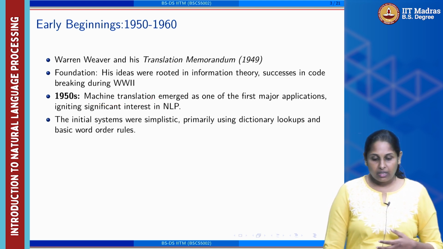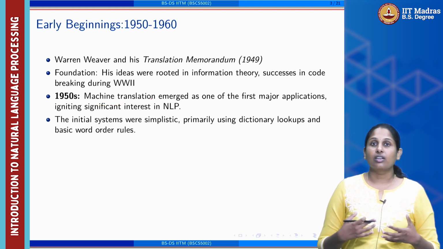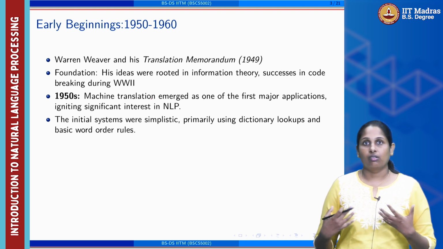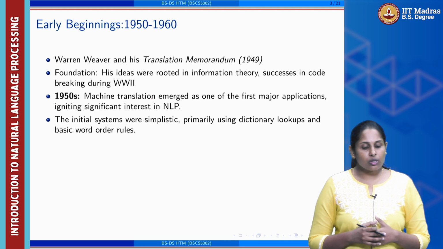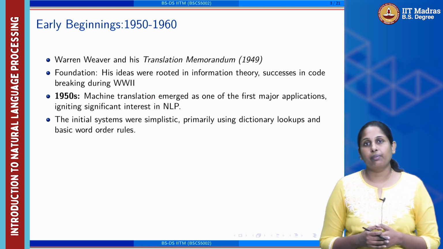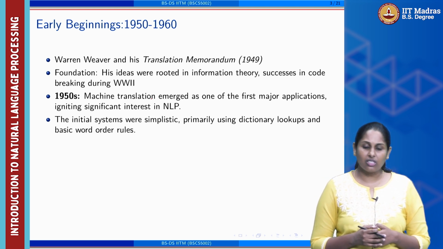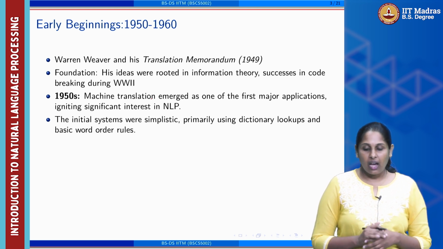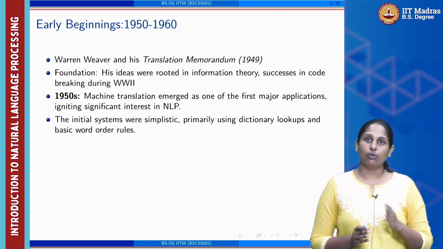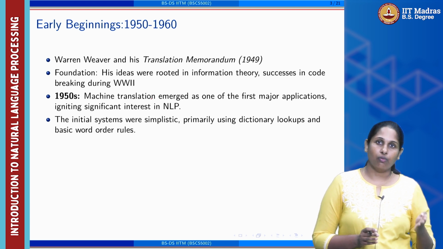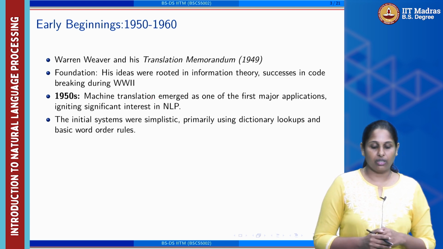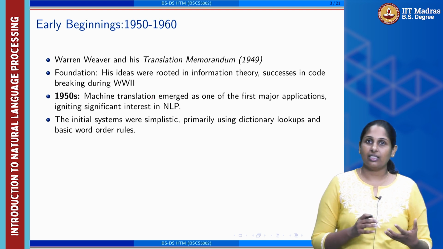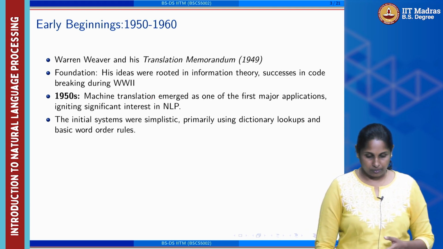At the same time, a lot of other research in linguistics was also coming up in a very fruitful way. The initial systems built for machine translation were very simplistic, and used rule-based techniques. They used a dictionary to look up the source word and its equivalent in the target word, and some basic word order to understand how the target language works.